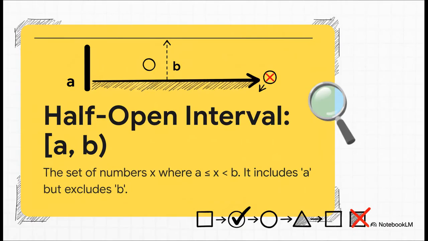So what in the world is a half-open interval? You'll see it written as [a, b), with a square bracket on the left and a parenthesis on the right. It just means a set of numbers that are greater than or equal to a, but, and this is the important part, strictly less than b. The key thing to remember is a is in, b is out.